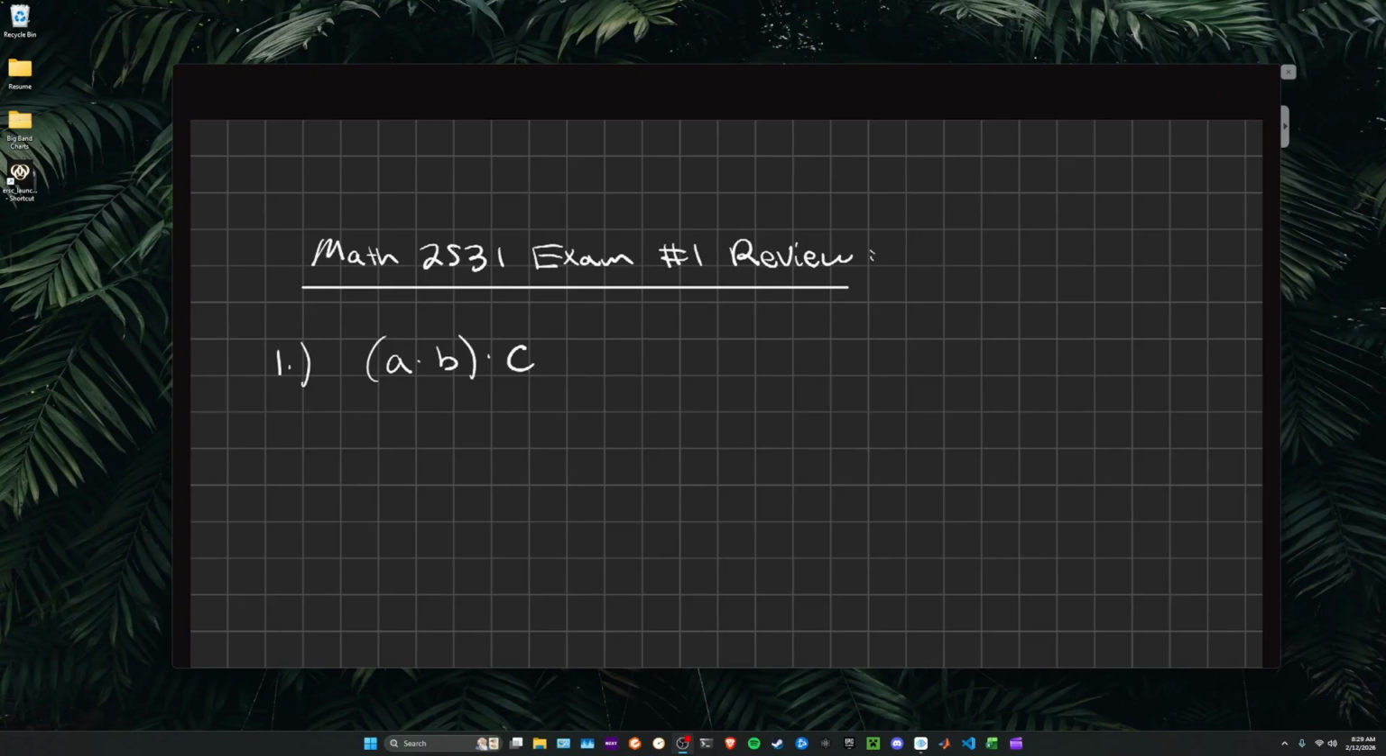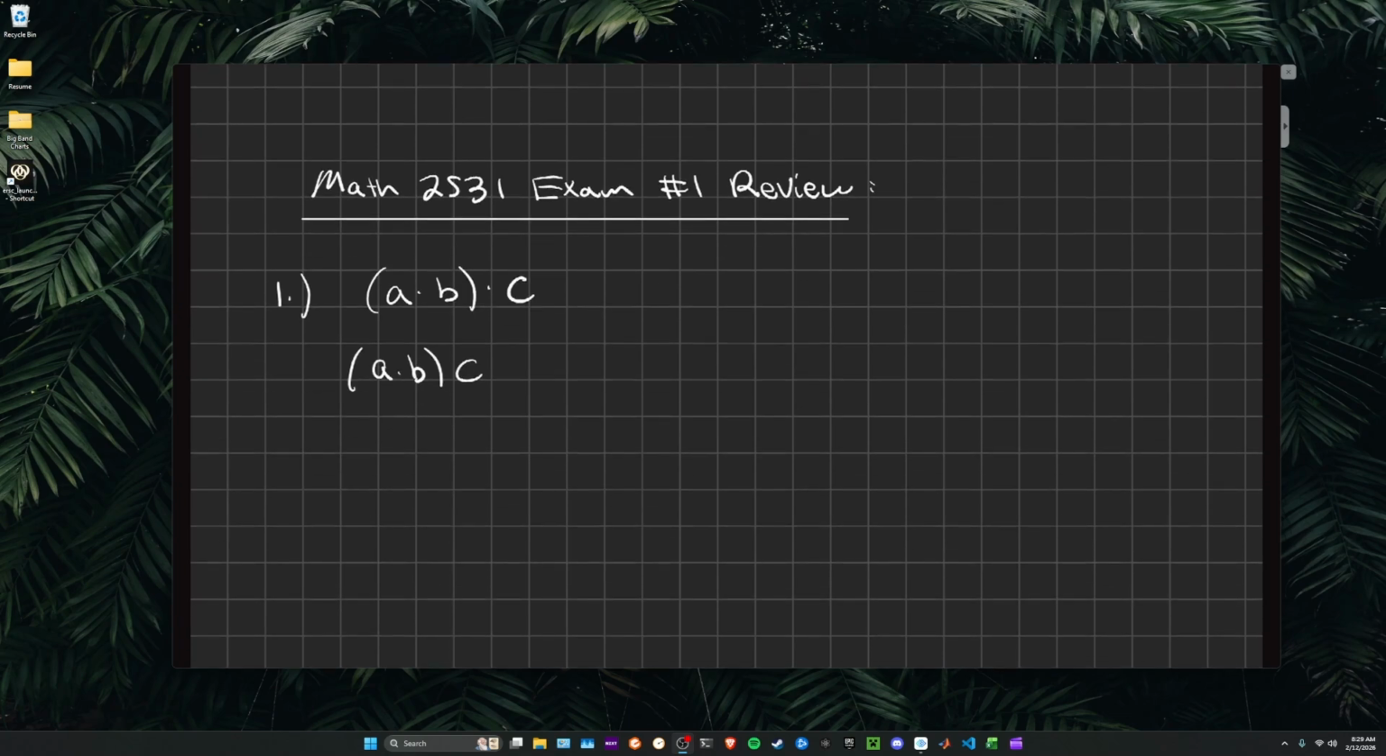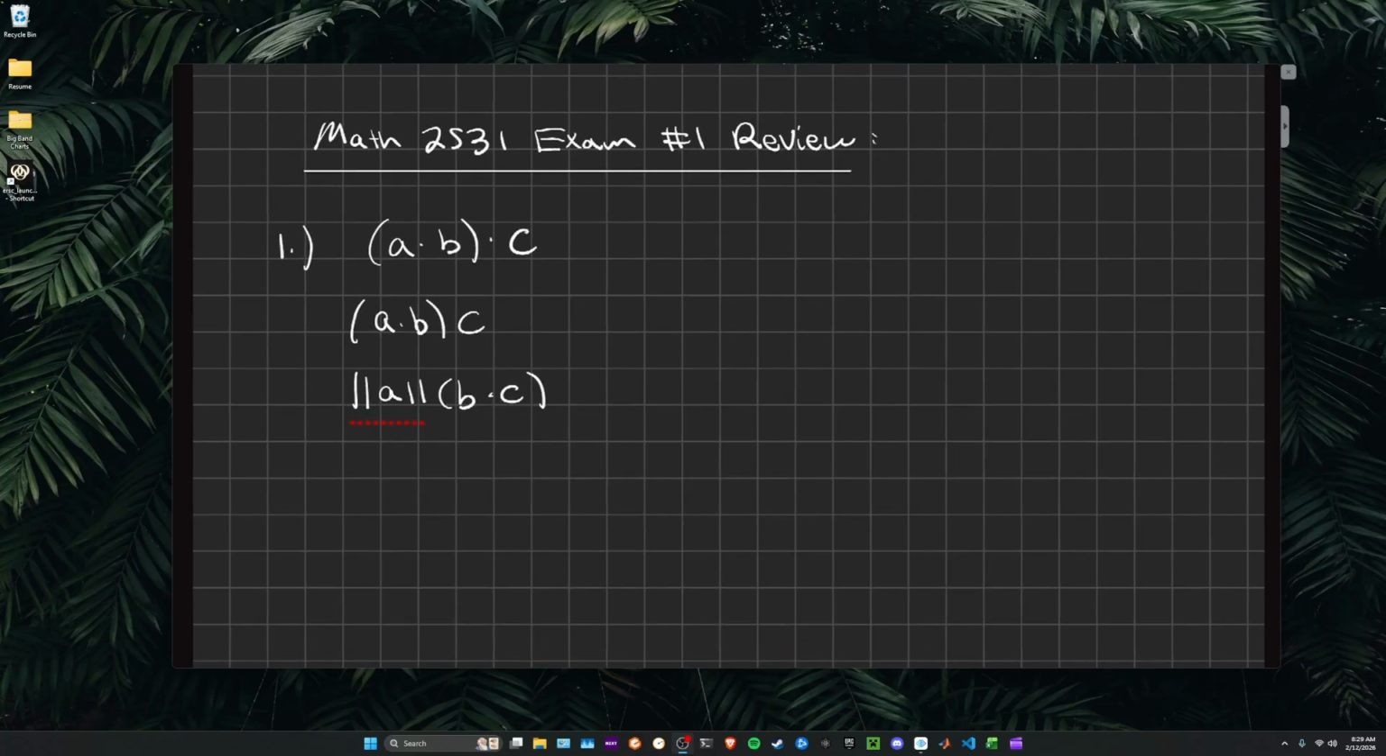Okay, next we have A dot B times C. This is meaningful, so this will be a scalar times a vector quantity. A dot B will give us a scalar and C is a vector, and we can scale vectors. Okay, then we have the norm of A times B dot C. This is also meaningful. The norm of A and B dot C are both scalars, so their product is a scalar.